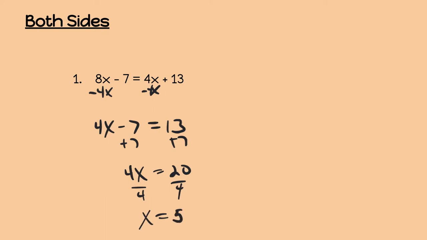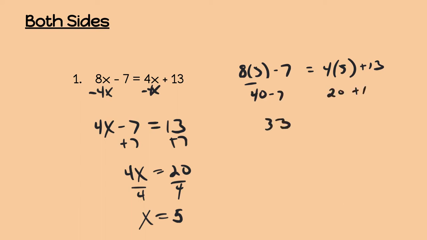And just as before, we can do a quick check. 8 times 5 minus 7 equals 4 times 5 plus 13, so that's 40 minus 7, which is 33, and this is 20 plus 13, which is 33, and we've done it correctly. Even writing it down and explaining took less than 10 seconds, but always take that time to do a quick check.